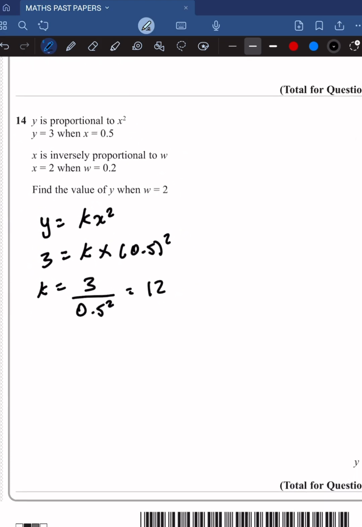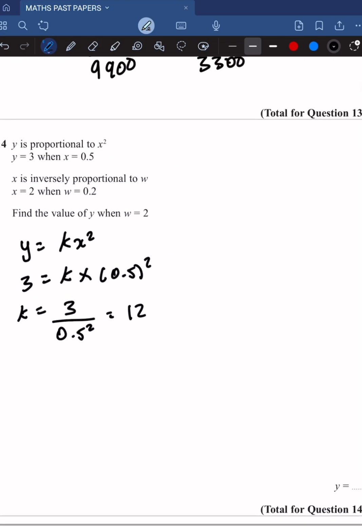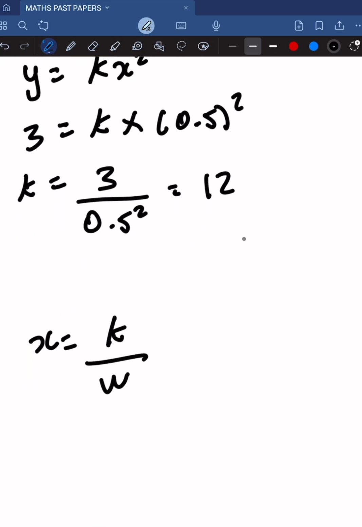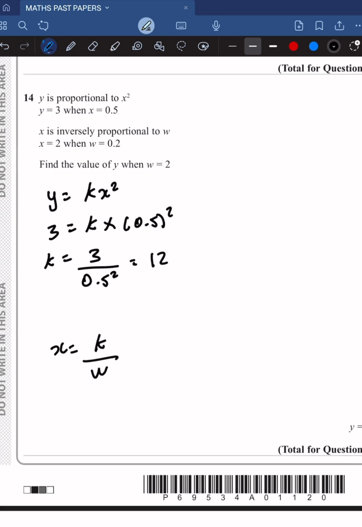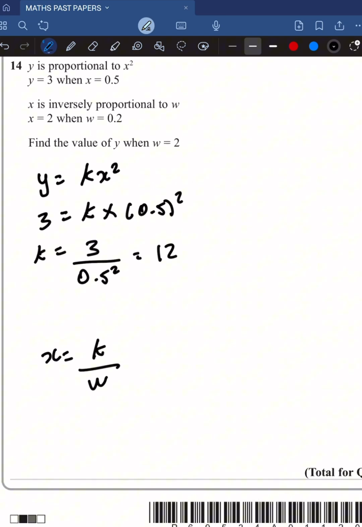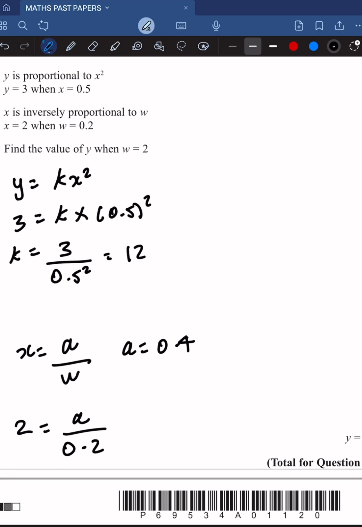Now we know that x is inversely proportional to w. So x is k over w. Now, what does this mean? It means we find the value when x equals 2, w equals 0.2. So we use another constant here. Instead of calling this k, let's call this, for example, a. So when x equals 2, it is a over 0.2. So a is 0.4. Now we know that y is 12x squared.